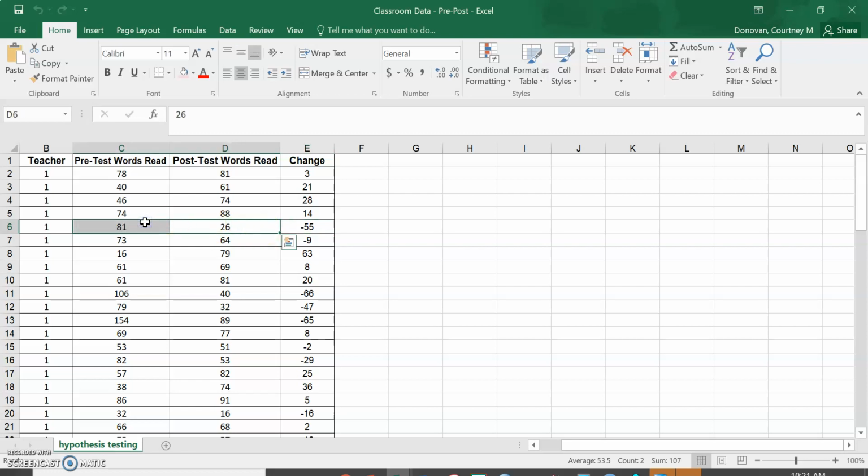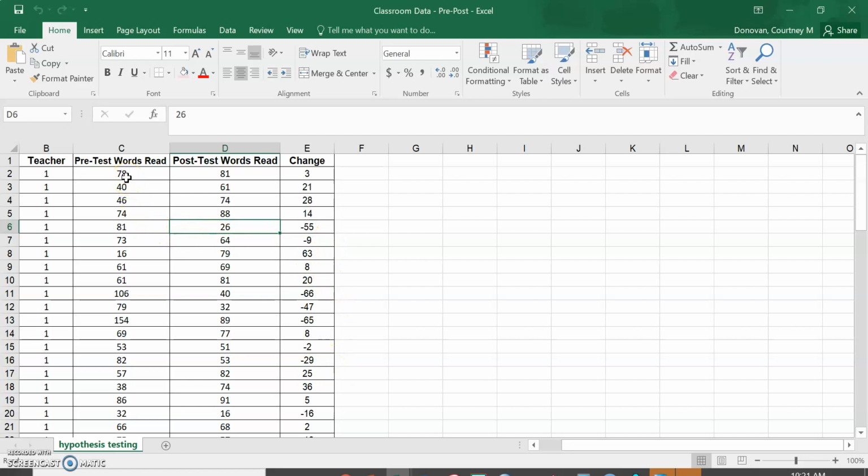This actually happens all the time. It could be they didn't take the post test seriously. It could be that they just read super fast in the pre and didn't in the post. There's all kinds of reasons that we actually see this.